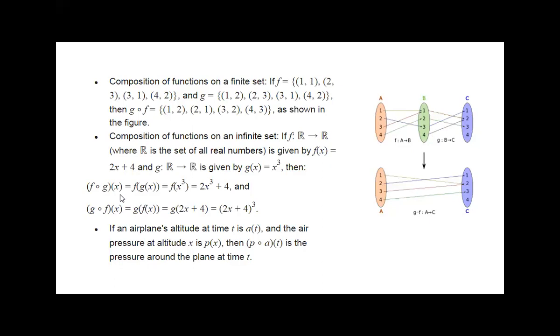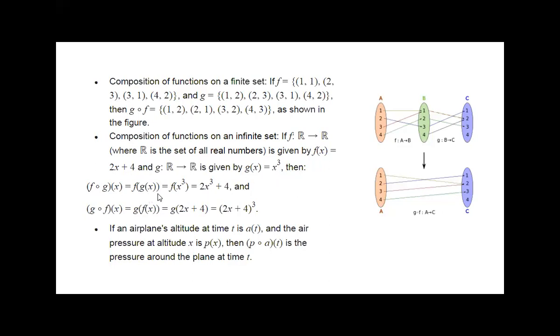Then another example given here is composition of functions on an infinite set. If f is a function on real numbers, where R is the set of real numbers, given by f of x equal to 2x plus 4, and g of x is x cube. Then how is the composition of f and g, like f of g of x? F of x cube, because g of x is x cube.